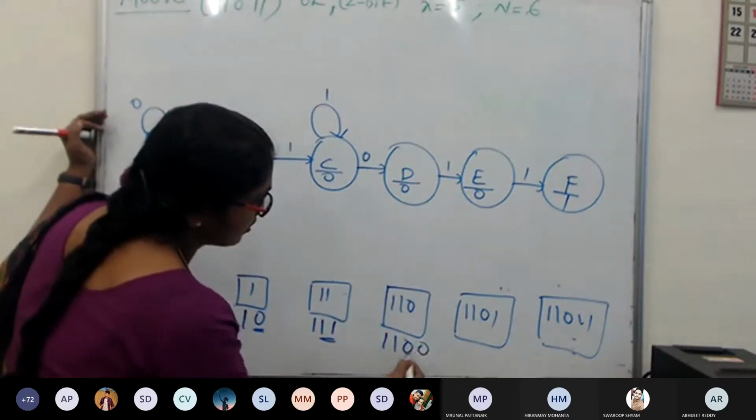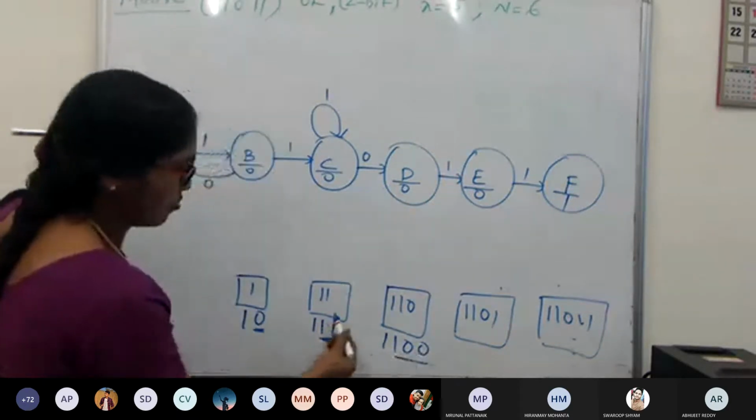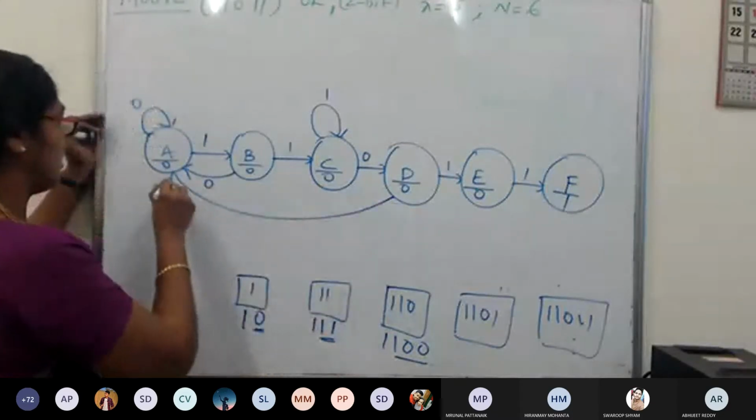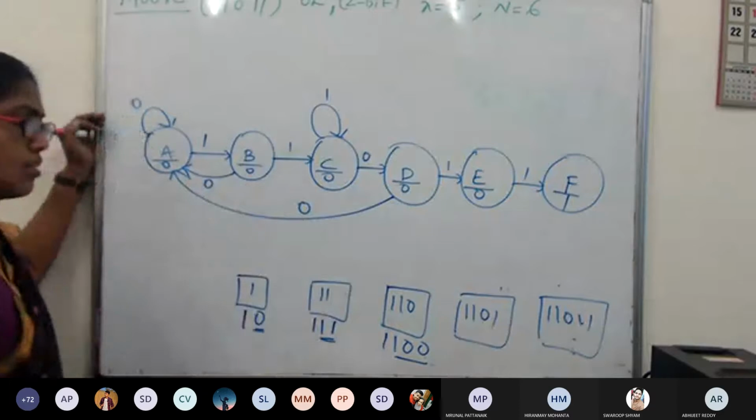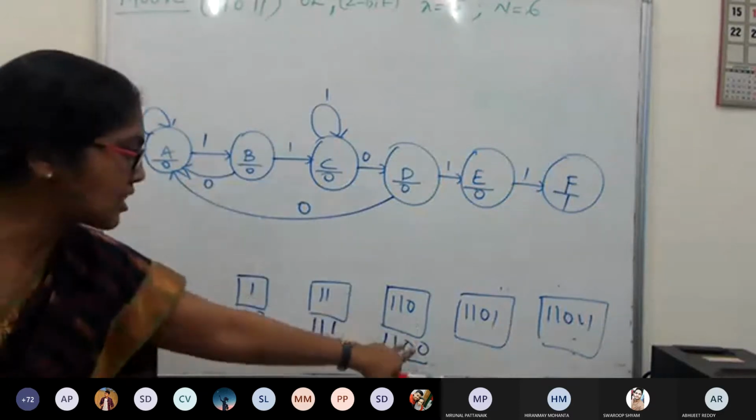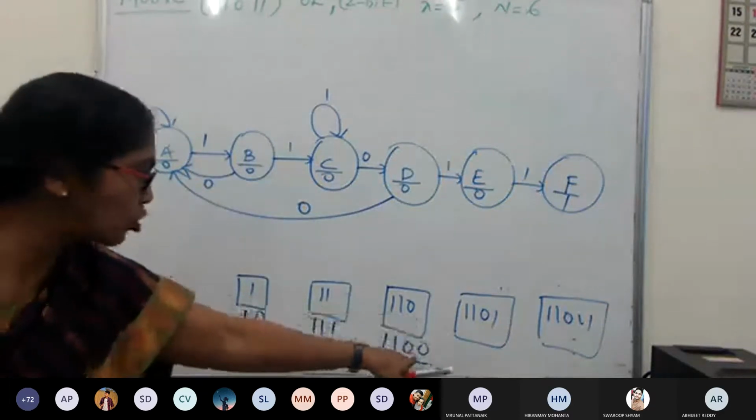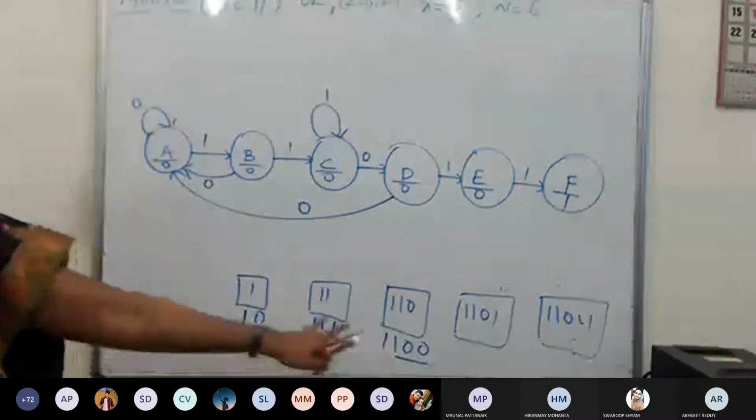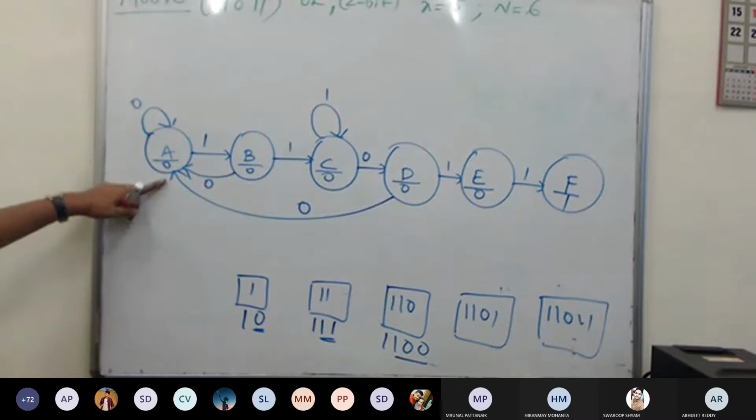1 means it is moving. 0 means no matching. Last bit, no. 0. So match. 3 bits here, no match. Then 2 bits with this matching. Then single bit matching. No, all are mismatched. So I have to revert to the reset state only. This is the reset state.